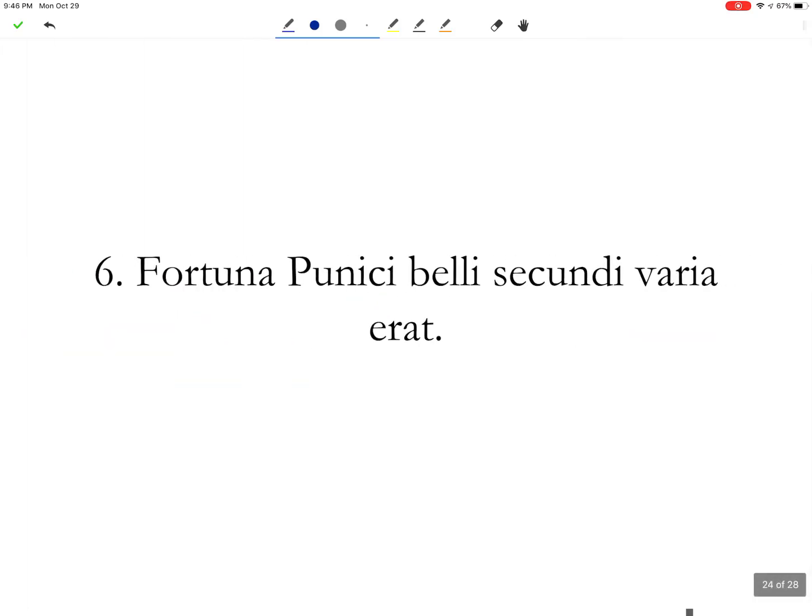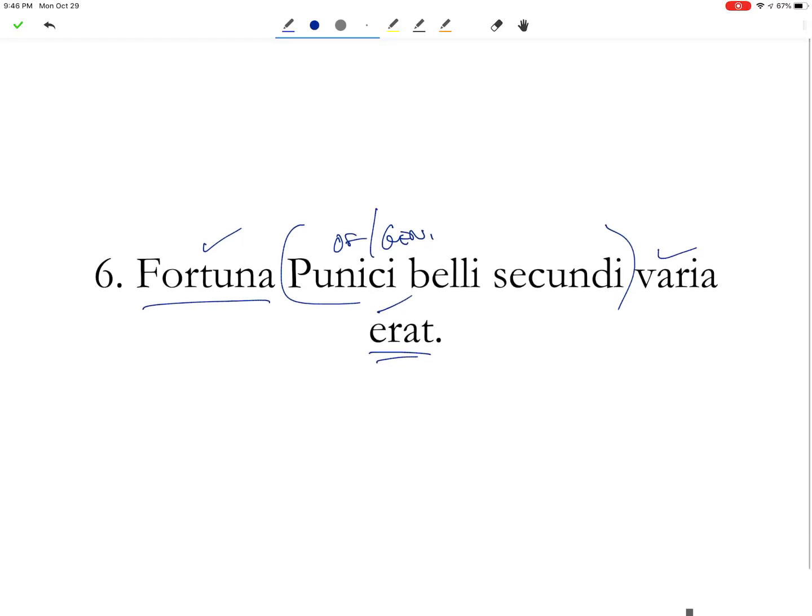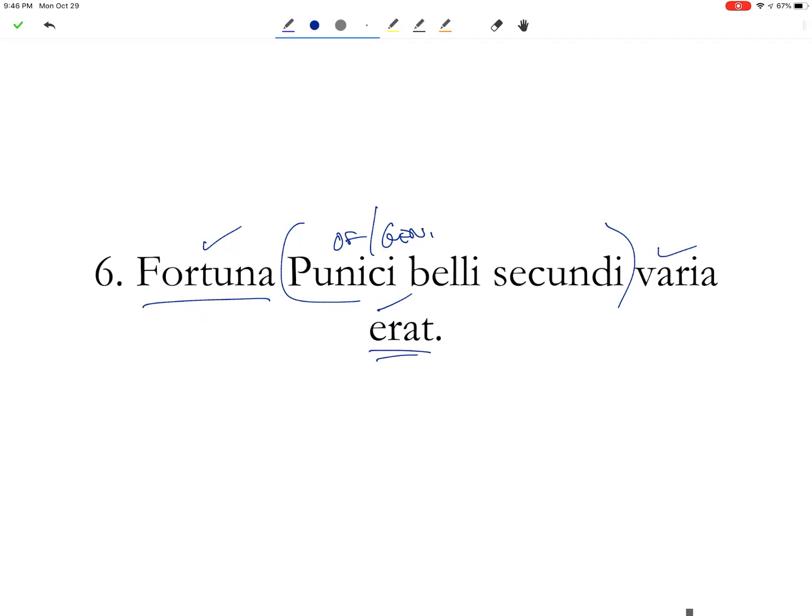So, number 6. The fortune. Belli Punici secundi fortuna varia erat. I don't even know what that means. There's my verb. So fortune was varia, different. Then we have of, because it's a genitive. So the fortune of the Second Punic War was different. The outcome was different. I know you want it to be varied, and I agree, I think it should be varied. Honestly, I'm not thrilled with this sentence either, but that's what it means. The fortune, the outcome of the Second Punic War was different. The First Punic War they won, the Second Punic War they lost, in other words.